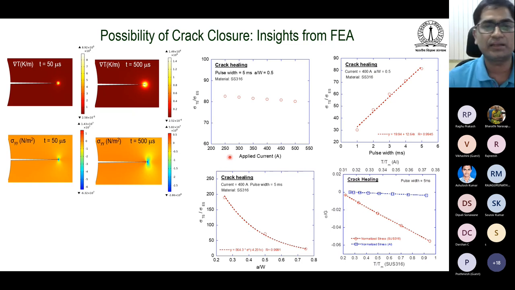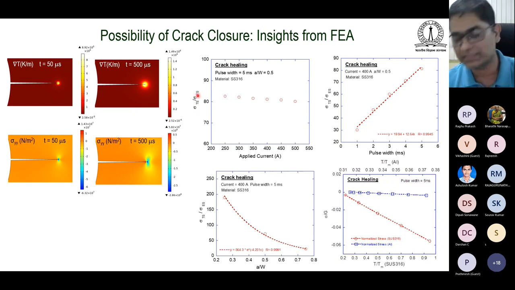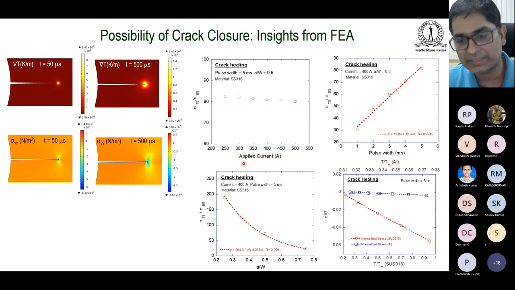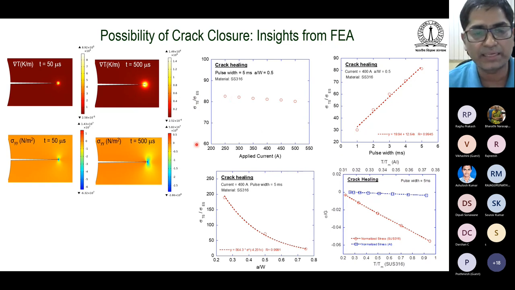Then we looked at some very simple analysis of how the ratio of the thermal stress, which is compressive, to the electromagnetic stress, which is tensile, changes with different parameters. For applied current, we don't see much change. By the way, this ratio is at a point very close to the crack tip, so it is not representative of the entire body, but it gives a feel of what is really happening. But interestingly, for the pulse width, if rather than 50 microseconds we choose a pulse of longer width, we see a rapid increase in the compressive stresses.